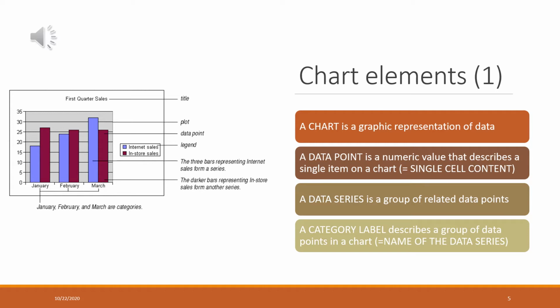Now, this 32 belongs to the data series internet sales, but also to the data series March. And the category label describes what the data series title is. Hope this is clear. If it's not, go back to looking at the slide and listen to the audio, but we will be absolutely familiar with these very simple terms in a very short time.